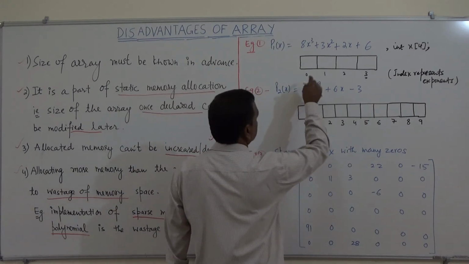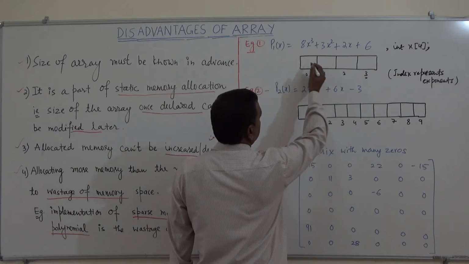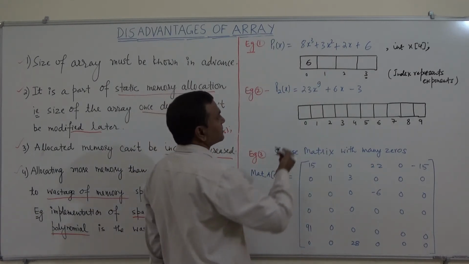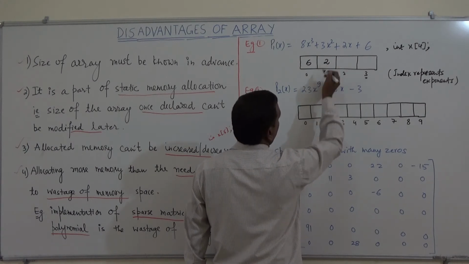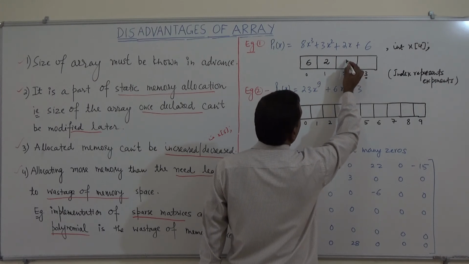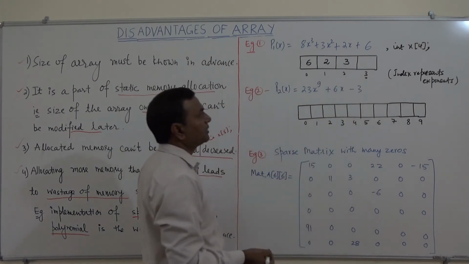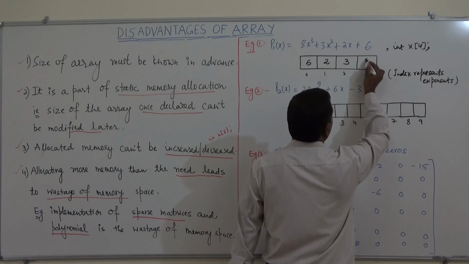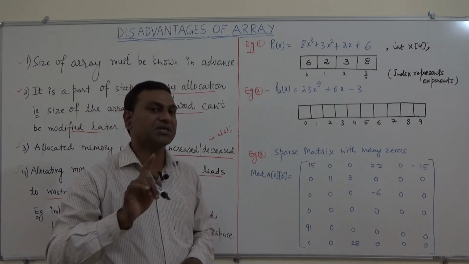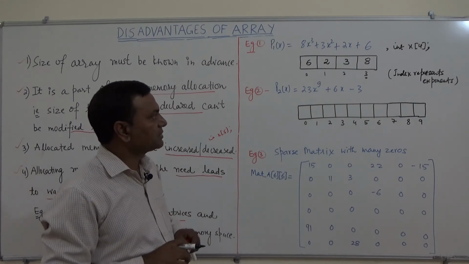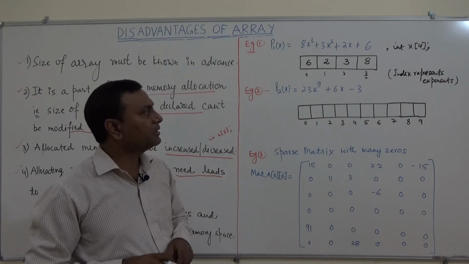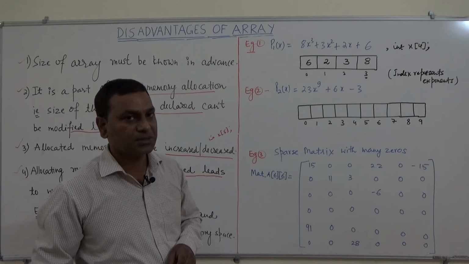Now how can we store and show it? This is the 0th index. So here this will be 6, then 2, because this is x to the power 0, this is x to the power 1, then 3, and then 8. So this is the simple way of representing a polynomial using the array. Here we can say that all the locations are being used.